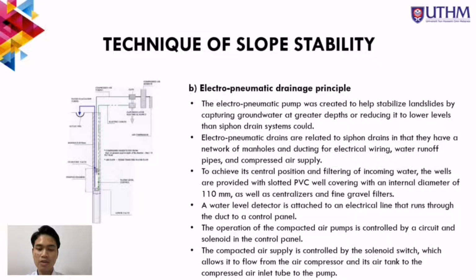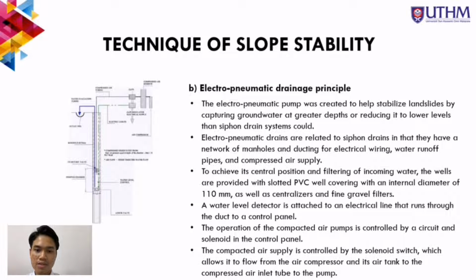Next, for the technique of slope stability, we have electropneumatic drainage. The electropneumatic pump was created to help stabilize landslides by capturing groundwater at greater depths or reducing it to lower levels than a siphon drain system could. Electropneumatic drains are related to siphon drains in that they have a network of manholes and ducting for electrical wiring, water runoff pipes, and compressed air supply.